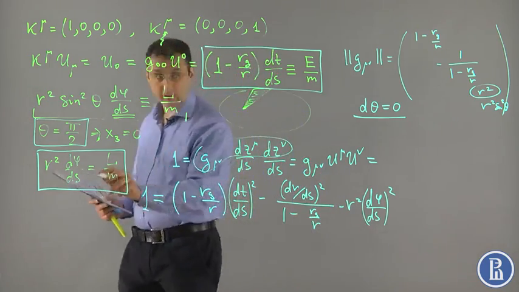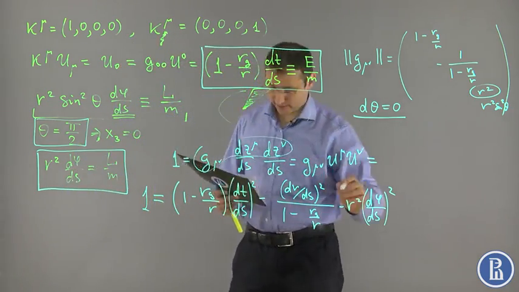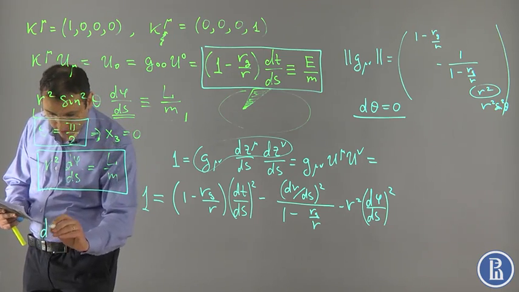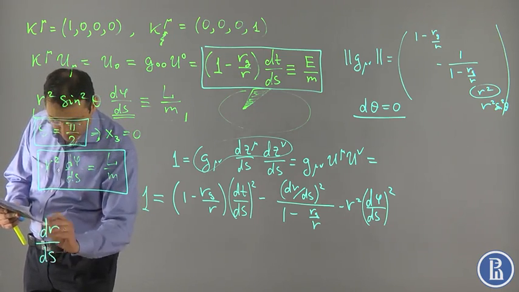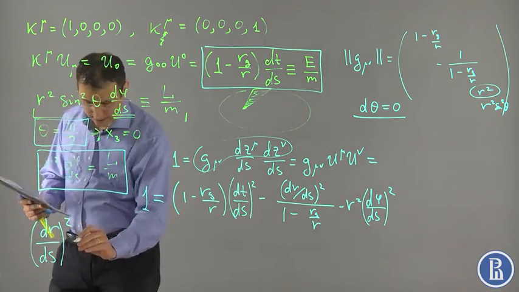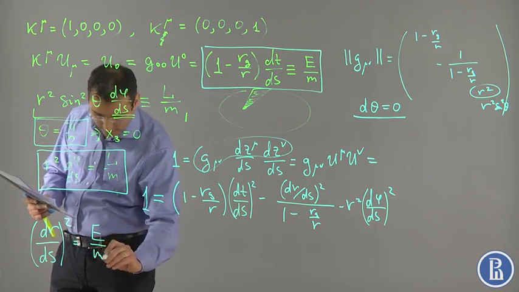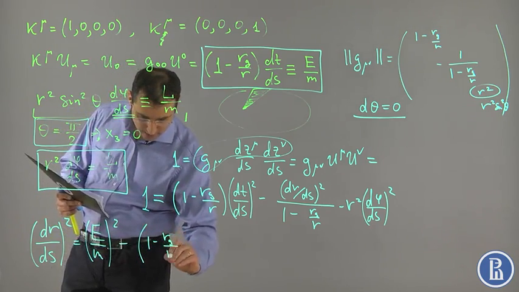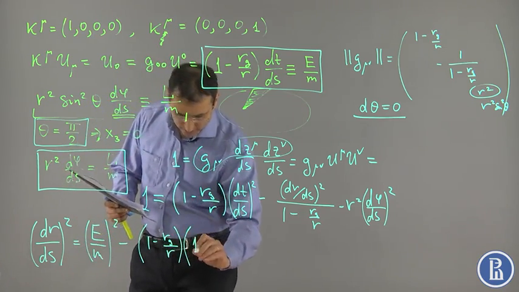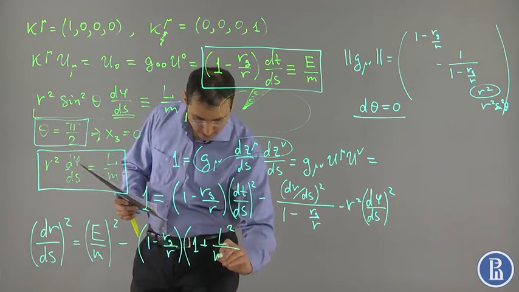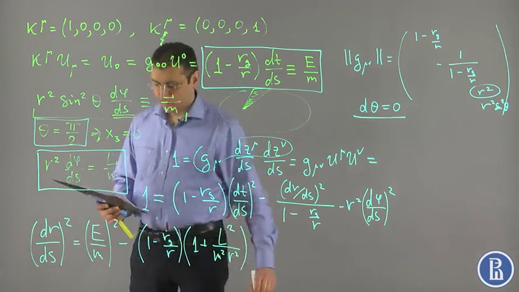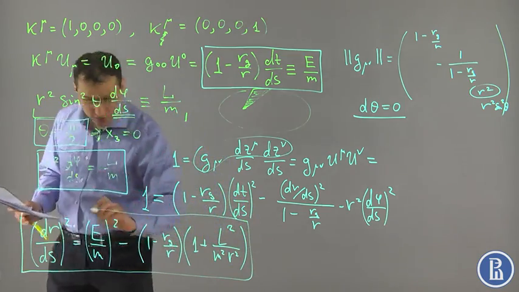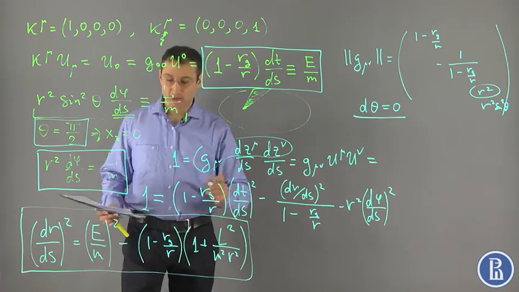Now, using this conservation law and this conservation law in this expression, we obtain the following equation, that (dr over ds) squared is equal to E squared divided by m squared minus (1 minus rg over r) times (1 plus L squared divided by m squared r squared). So this is the equation for the geodesic. This is the equation that we have been looking for.